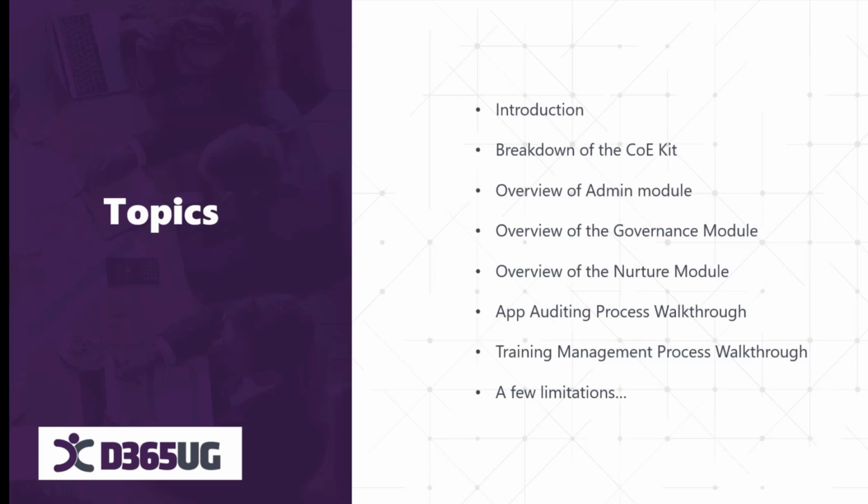And then we'll do a walkthrough of two processes that I've picked. One is the app auditing process, and the other one is the training management process that this toolkit enables. Finally, we'll look at a few limitations that are there in the current toolkit. It is a massively great kit in terms of trying to achieve what it's trying to achieve, but obviously it comes with limitations, and the COE team is working to get over the limitations as well. But we need to understand what the limitations are.